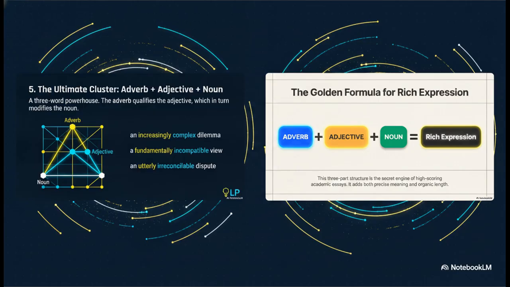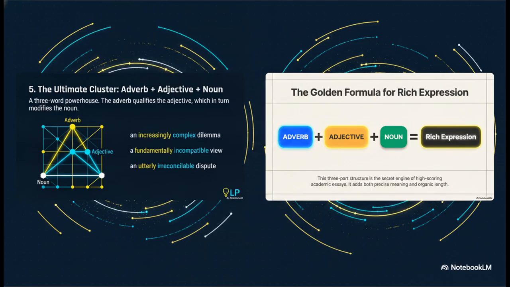And that brings us to the whole shebang, Group 5, the ultimate cluster. This right here is the golden formula: adverb plus adjective plus noun. This three-word powerhouse is the secret engine of high-scoring academic essays. In this cluster, the adverb qualifies the adjective, which in turn modifies the noun.